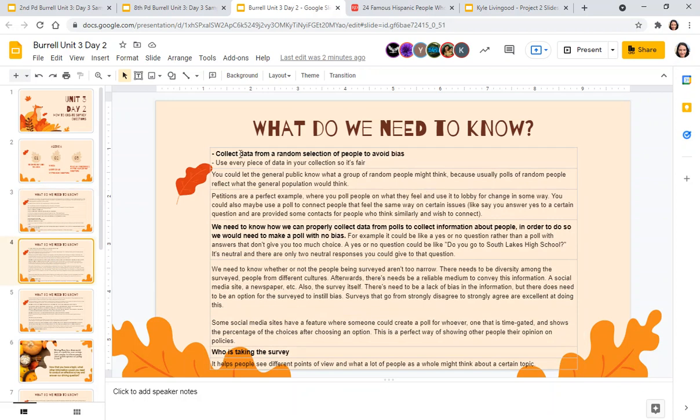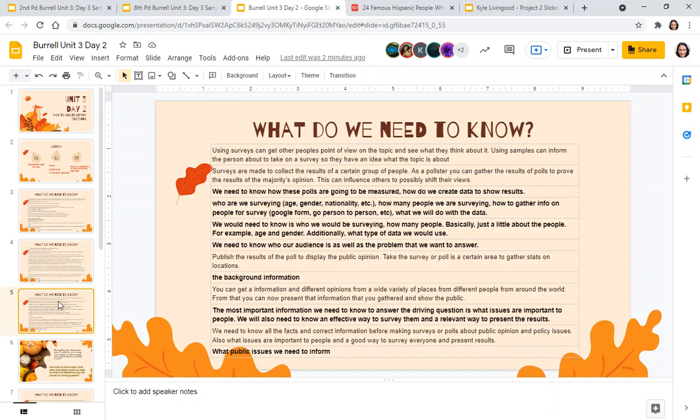What do we need to know? How to collect data from a random selection of people to avoid bias. And this is going to be our biggest challenge because the best ways of sampling are also the hardest ways of sampling. We need to know how we can properly collect data from polls and collect information about people. In order to do so, we would need to make a poll with no bias. We need to know who is taking the survey. We need to know how these polls are going to be measured and how do we create the data to show the results, who we are surveying, age, gender, nationality, etc., how many people we are surveying, how to gather info on people for the survey, Google form, go to person, and what we will do with the data.